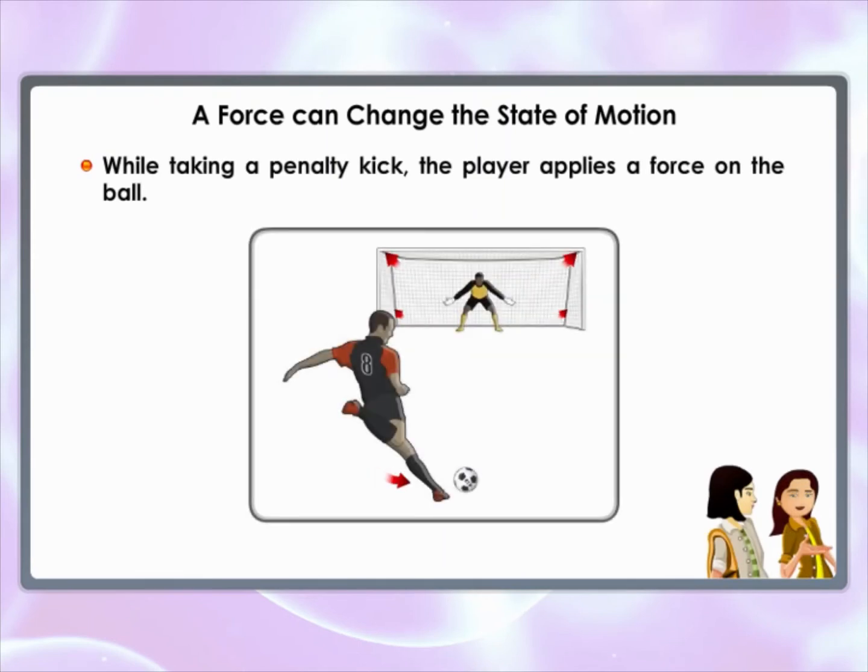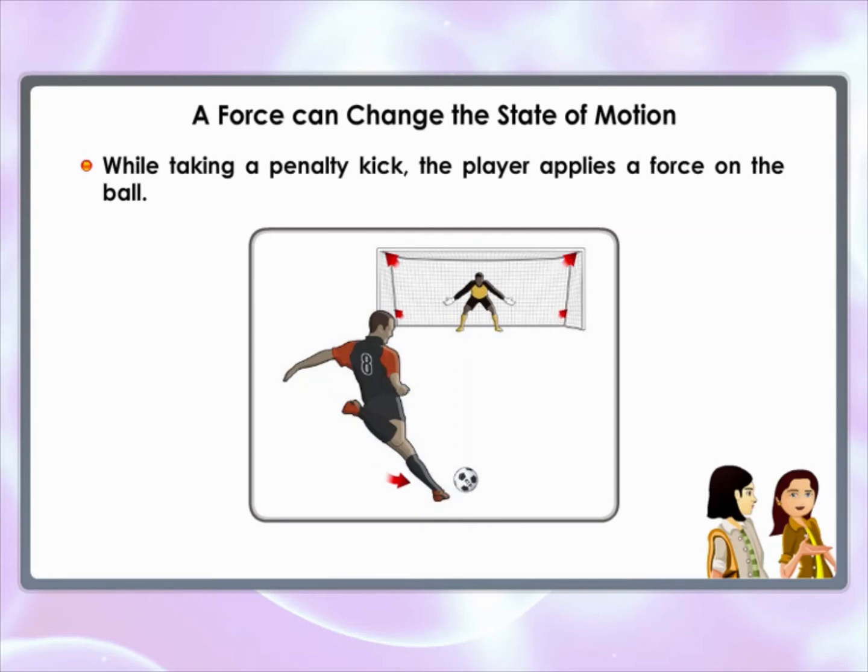Let us now find out what happens when a force acts on an object. For example, while taking a penalty kick in football, the player applies a force on the ball. Before being hit, the ball was at rest, and so its speed was 0. The applied force makes the ball move towards the goal.